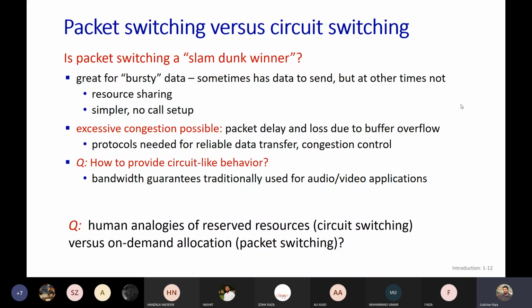I know. Let's skip these analogies. You can think of human analogies of reserved resources, circuit switching versus on-demand allocation. There may be many analogies. Okay, ji, have a look at it. If you have any question, you are welcome.